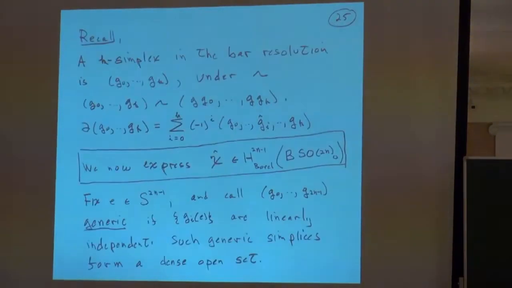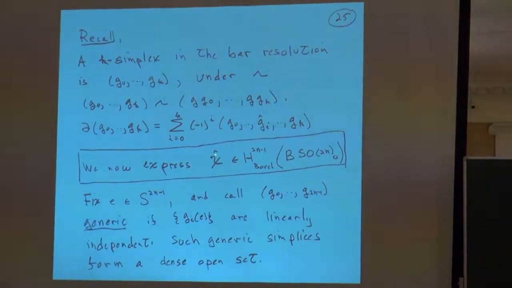So let's see. I'm going to give an example. Just to remind myself, a k-simplex in the bar resolution is a sequence of group elements, one more than k. We make them equivalent. Two such things are equivalent if you can just multiply through by an element of the group. And these are the simplices. The boundary is just the alternating sum that you might expect. And that gives you boundary squared is 0, and that gives you a cohomology theory, or a homology theory, I guess, in there.